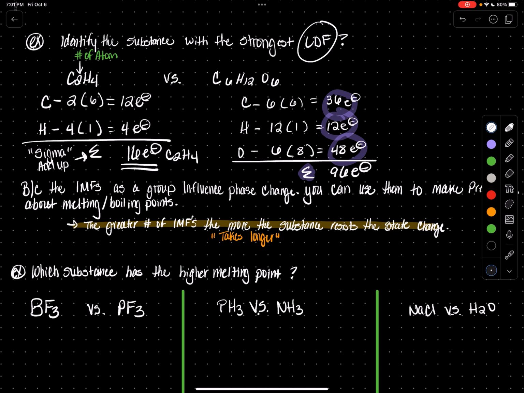So comparatively, I'm looking at London dispersion forces only. So I ain't got to worry about if it's polar or non-polar yet. Who is my winner? Who has more London dispersion forces present? That would be glucose. Glucose is my winner with more London dispersion forces because it has more electrons. Now, does it have anything else to do with it? We're gonna find out briefly.